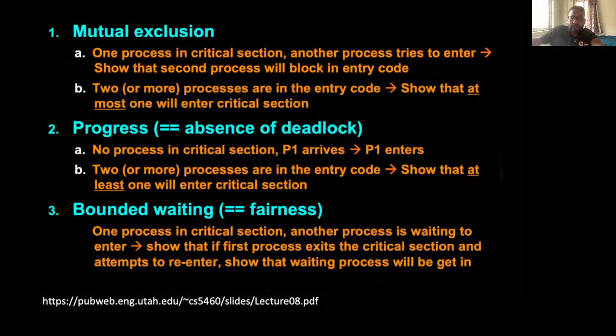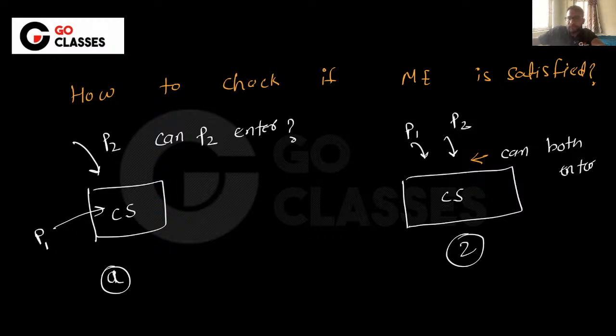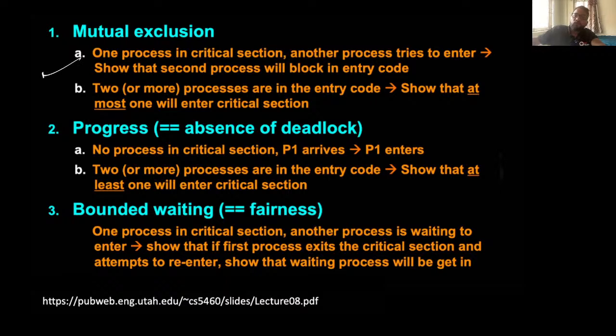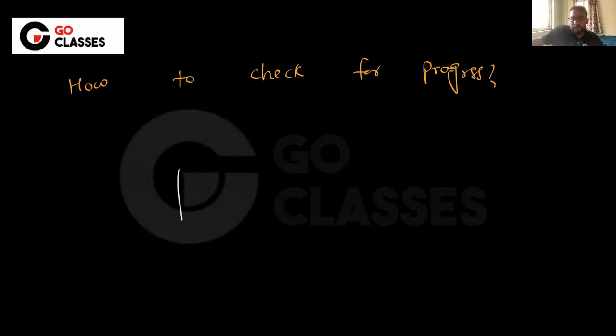Okay, this is A and B. You can say this is A, this is B. Now for the progress, I will be checking two things. For the progress, I will be saying no process is in the critical section and P1 arrives. It should be allowed to enter. Let me just tell you how to check for progress. That is a critical section. If no one wants to enter and P1 arrives, then P1 should be allowed.